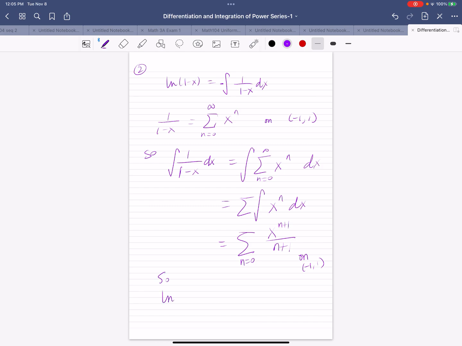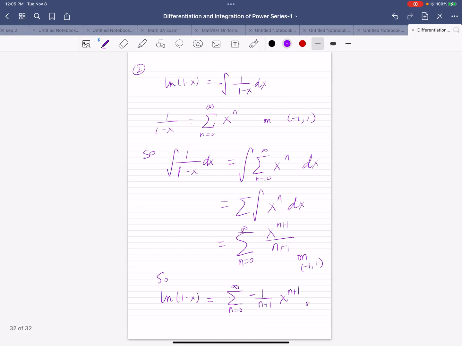So the natural log of 1 minus x is going to be the sum of minus 1 over n plus 1, x to the n plus 1. And this is going to be valid on negative 1 to 1.